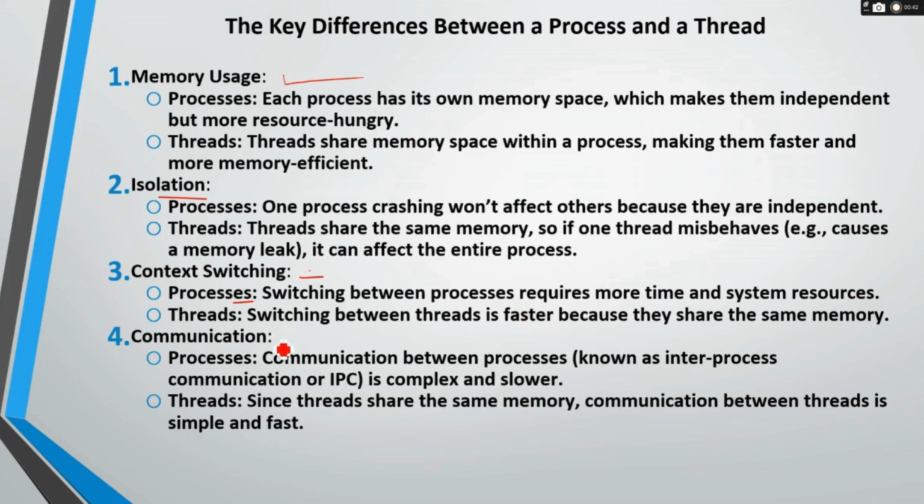Okay. Also for communication, communication between processes is also known as inter-process communication, and it's very complex and slower. But in the case of threads, since threads share the same memory location, communication between threads is simple and very fast. Okay. So I hope you have got the idea about these four parameters.